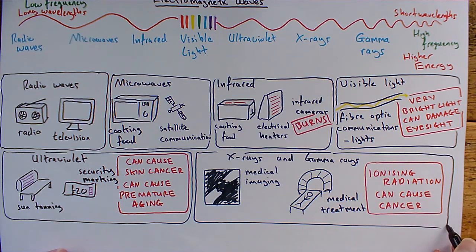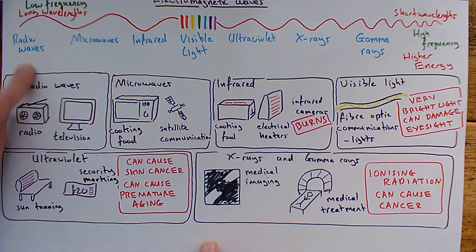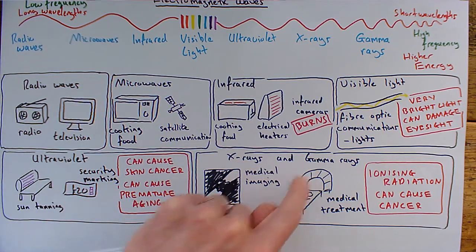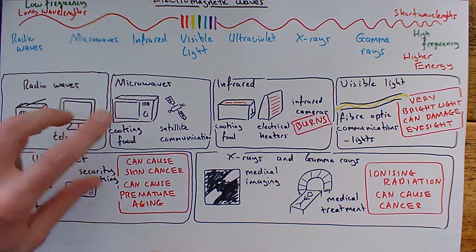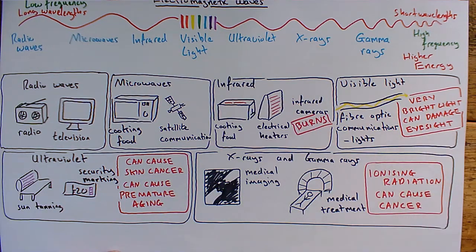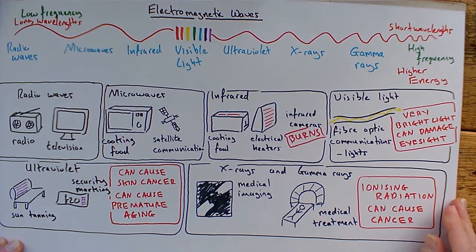And there we have it. So, 1, 2, 3, 4, 5, 6, 7 types, 2 uses for each, and the dangers that we need to know about and we might be asked about in our exams. That is our basics on electromagnetic waves.